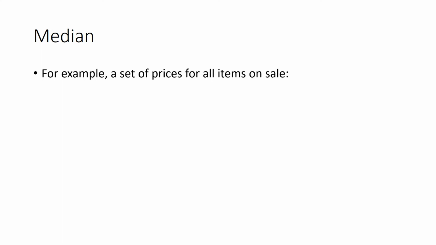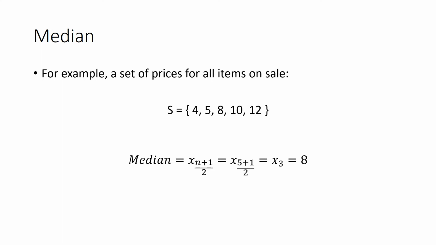So let's imagine, for example, a set of items on sale again. There's 5 of them, the same 5 again. Because this is an odd number of items, n plus 1 is 5 plus 1 is 6, 6 over 2 is 3. Take the value of the third item, x3, which is this guy here, 8. That's your median.